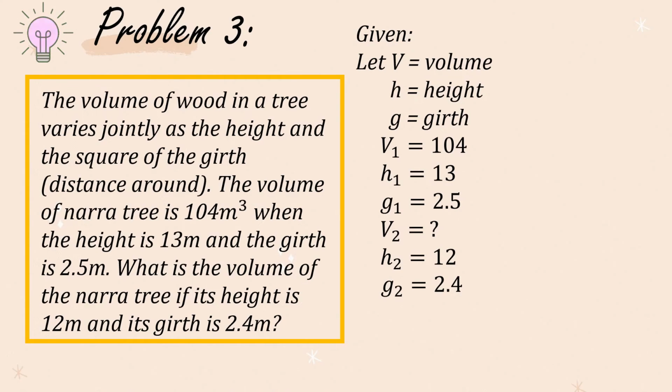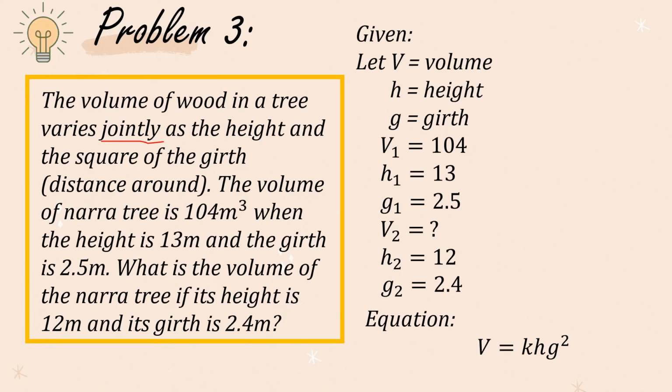Eto madali na lang sa inyo kasi andyan na yung clue mismo sa problem. Ano kayang klaseng variation yung meron tayo sa problem na ito? Direct ba? Hindi. Ano po? Very good. Joint. Bakit naging joint? Because of the word jointly na nasa problem natin. That's why, ano kayang dapat nating equation for this problem? Very good. V is equals to K times H times G squared.